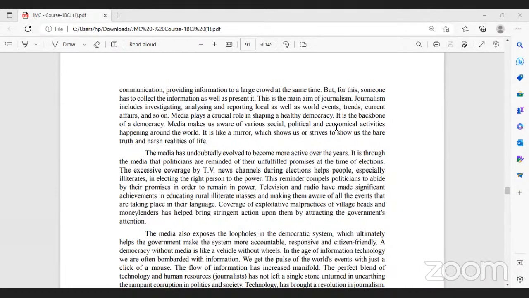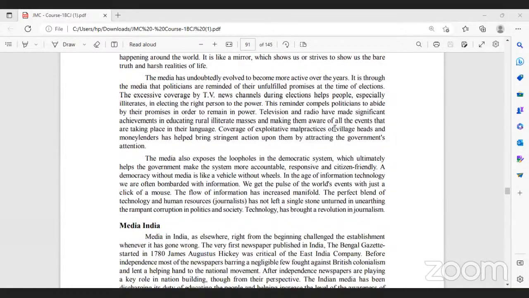The excessive coverage by TV news channels during elections helps people, especially illiterates, in electing the right person to power. Television and radio have significant achievements in educating rural illiterate masses and making them aware of all the events, and coverage of exploitative malpractices of village heads and moneylenders has helped bring stringent action upon them by attracting the government's attention.